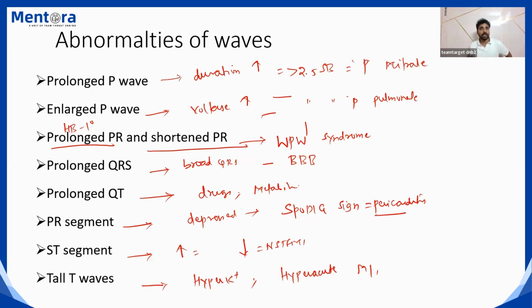PR segment depression is the only finding you will see in pericarditis. This PR segment depression is called the coding sign. Very important. And last is the ST segment. You commonly see whether it's elevated or depressed. If it's elevated, STEMI. If it is depressed, it is NSTEMI.